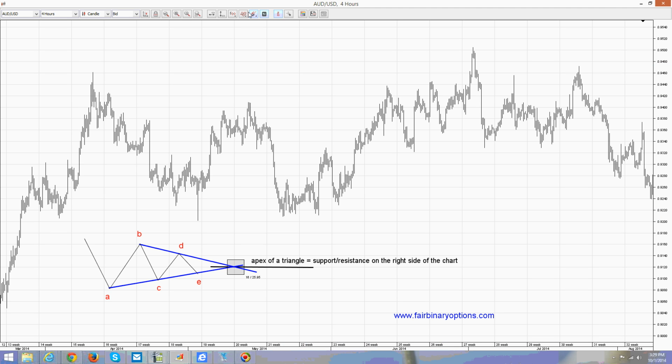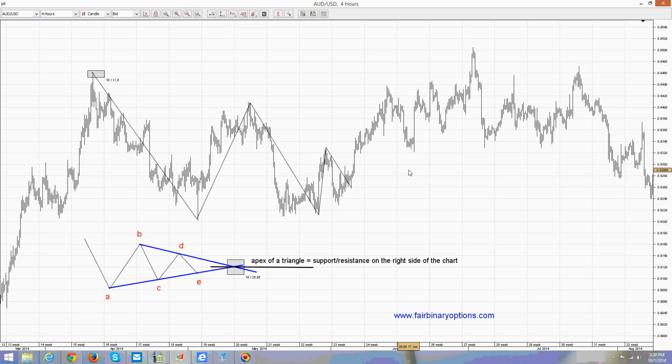Now our example on the Australian dollar US dollar 4 hour chart starts with these highs, and if you take a polyline, this would be our contracting triangle. This would be wave A to the downside, then the B wave, I would say here, then the C wave, then the D wave, and of course the E wave, and then the triangle is complete.